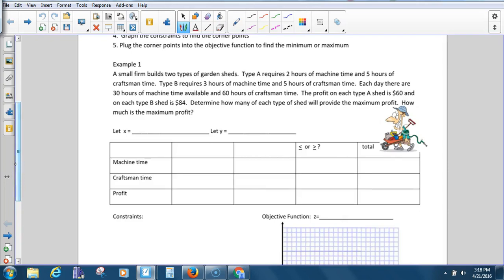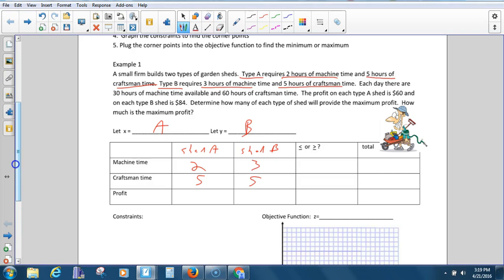So, example 1. A small firm builds 2 types of garden sheds, type A and type B. Let's let X be A and Y be B. Just keep it alphabetical. Here's shed A, and this is shed B. Now machine time. It says type A requires 2 hours of machine time, so we just put 2 under machine time, and 5 hours of craftsman time. B requires 3 hours of machine and 5 hours of craftsman.